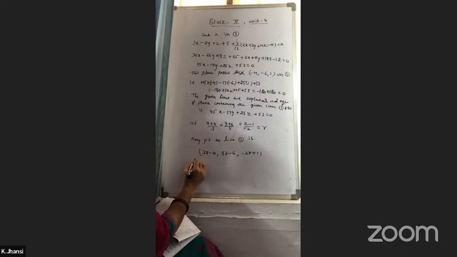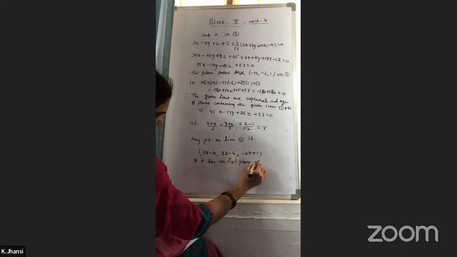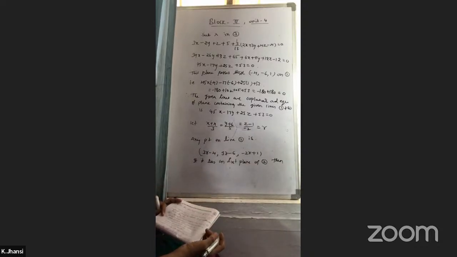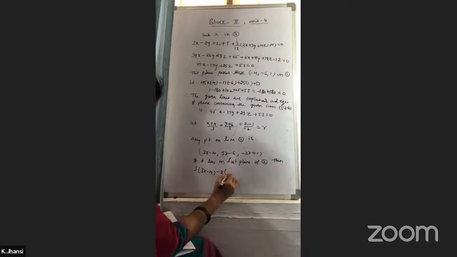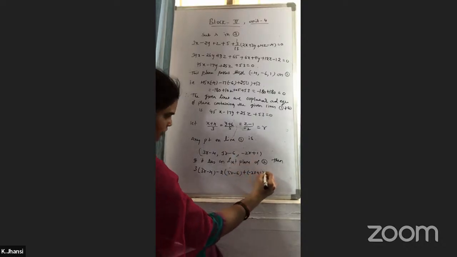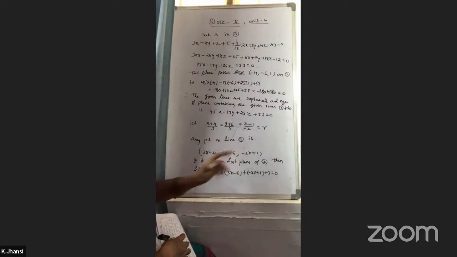If it lies on the first plane of line 2, then what is the first plane of line 2? It is 3x minus 2y plus z plus 5 equals 0. That is 3 into 3r minus 4 minus 2 into 5r minus 6 plus z, that means minus 2r plus 1, after that plus 5 equals 0. Okay. In place of x, y, z, we are substituting this point.